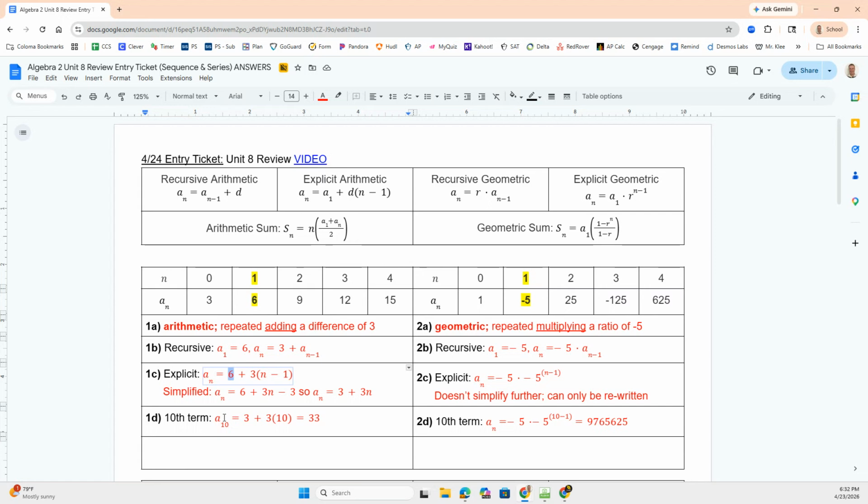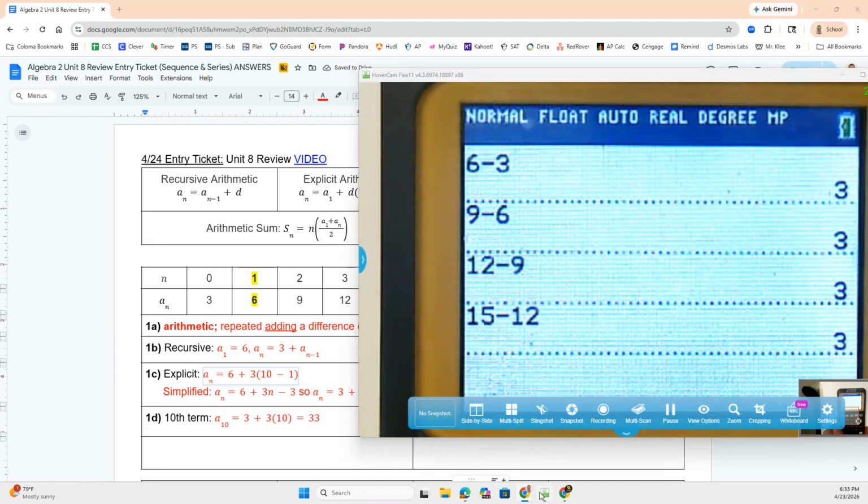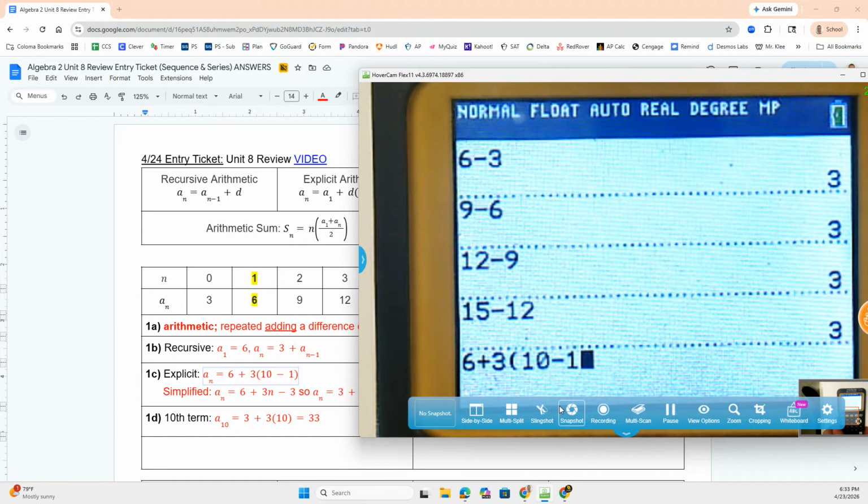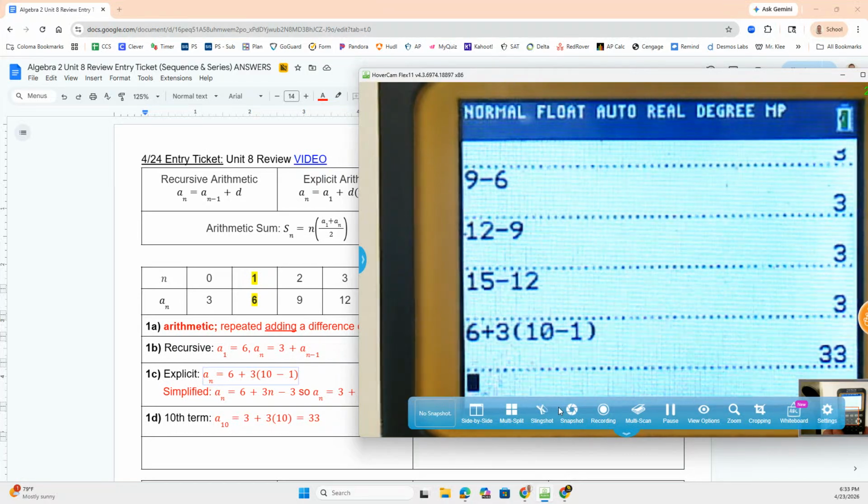If I'm asked for the 10th term, I need to put a 10 in the equation. Depending on if I use the explicit or the simplified form, if I did the explicit form, I would put a 10 here in place of the n. 10 minus 1 is 9. I'll pull up the calculator again here real quick. 6 plus 3 times 10 minus 1, mental math, that's 9. 9 times 3 is 27. 6 plus 27 is 33.